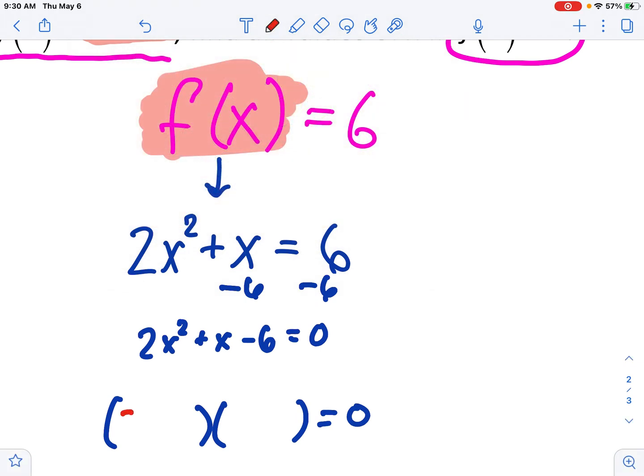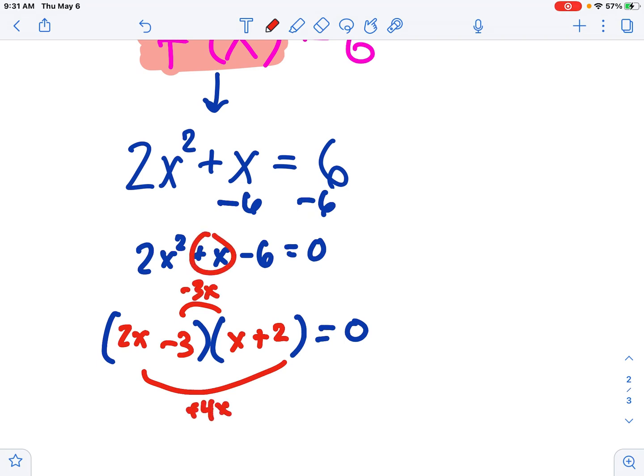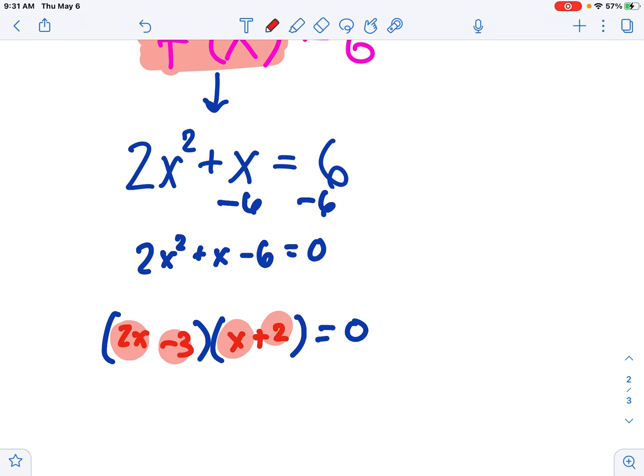For sure, this is going to be a 2x and an x. And then remember, we want these to make 6, but then the inside-outsides need to make positive 1. So let's say this is a plus 2 and a minus 3. This is negative 3x. This is positive 4x. Those do make a positive 1, so that's good. Just to check it, this makes 2. This makes negative 6. That's all good. I factored it correctly. Not only is it factoring, but it's solving, so you set both parts equal to 0.